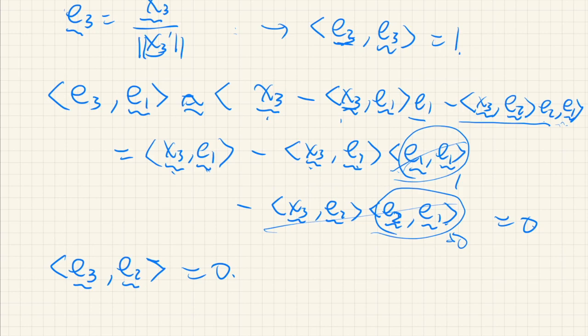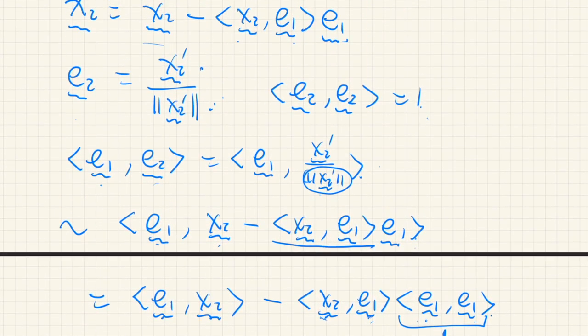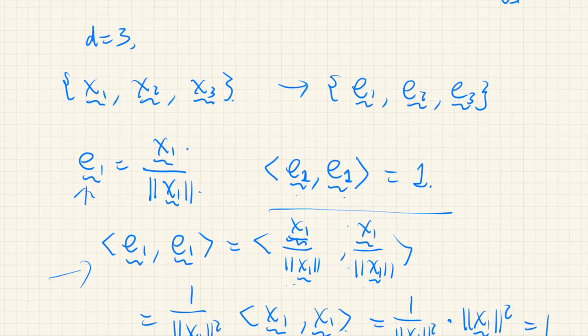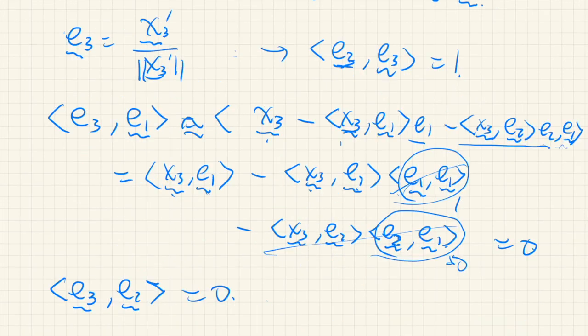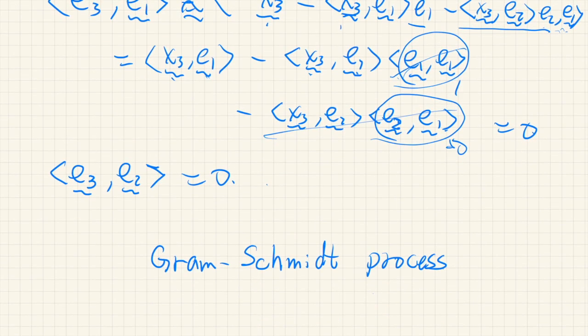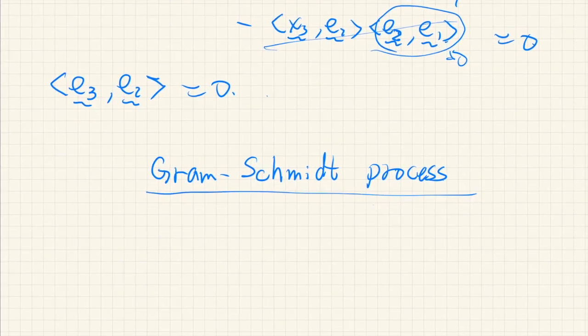So we have achieved finding an orthonormal basis starting from an arbitrary set of 3 vectors x1, x2, x3, and finally got e1, e2, e3. So this way of finding a set of orthonormal bases is called the Gram-Schmidt process. And for general d dimensions, we do this.